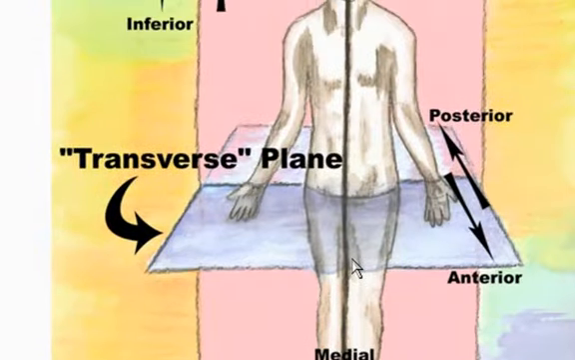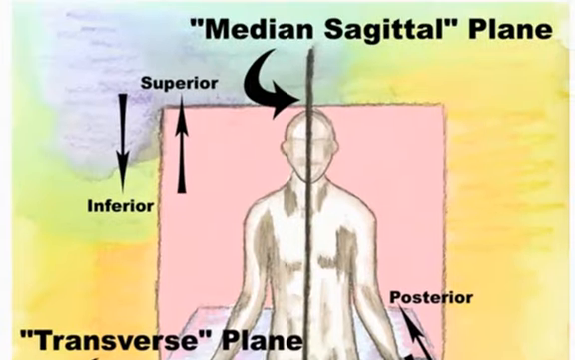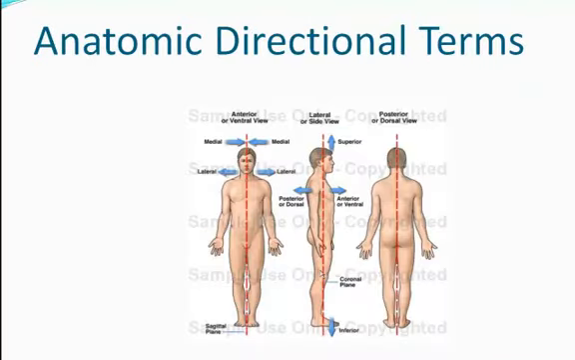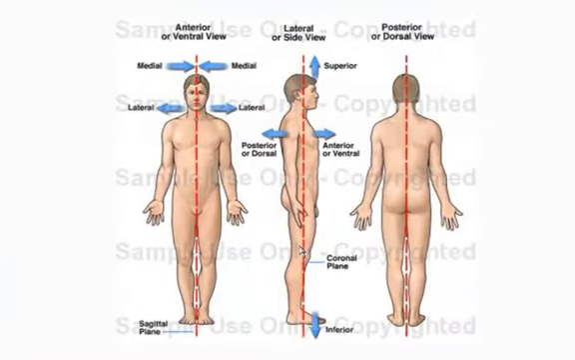Transverse or horizontal plane divides the body into superior and inferior parts. The medial plane divides the structure into right and left halves. The anatomic directional terms help us to describe the relative positions of various structures.